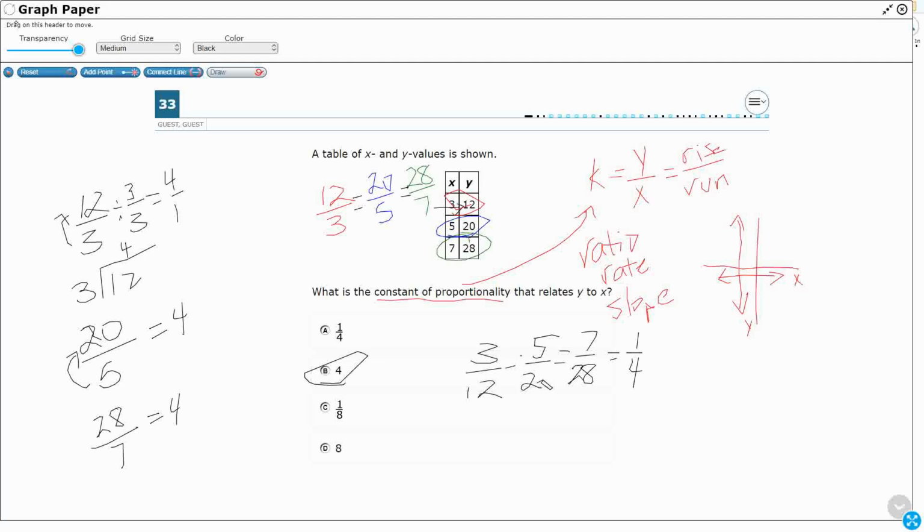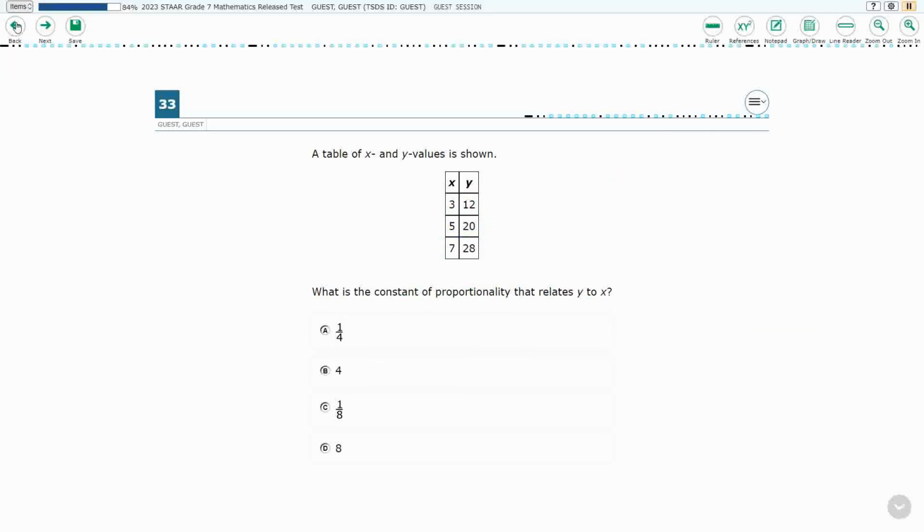So for students that get this wrong, I'm probably guessing that they're going to get that one, A, simply because they didn't think it's rise over run. They did run over rise, which just doesn't sound the same. So our answer here is going to be B, 4, because that is our constant of proportionality.